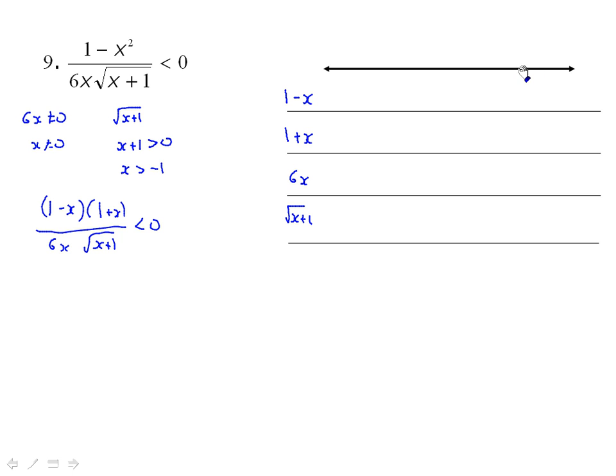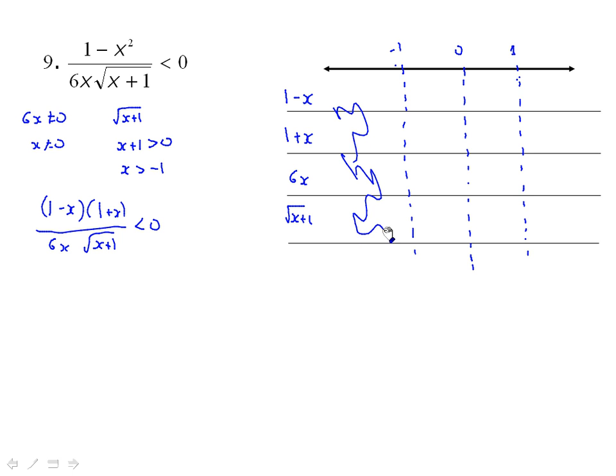Now the 0 for 1 minus x would be 1. We've seen that many times, or a few times at least. 1 plus x, the 0 will be -1. 6x, the 0 is going to be 0. And then we have to deal with that root of x plus 1. Well, the thing of it is, this doesn't even exist to the left of -1. So that factor is equal to 0 right at x equal -1, but we're not going to the left of it, so there's no sign change.